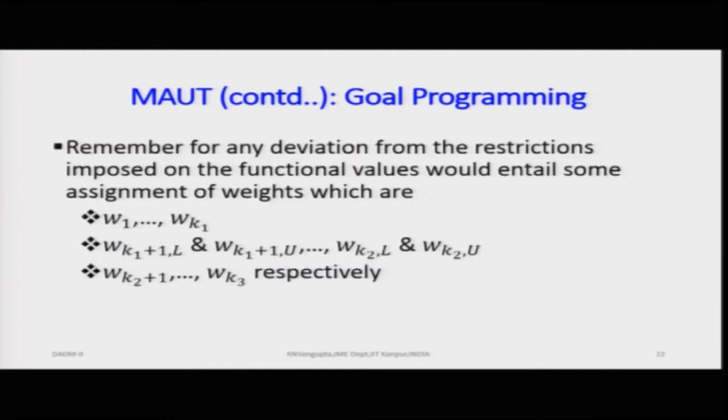So, remember, for any deviation from the restrictions imposed, there would be some functional weightages. If you remember the weightages which I had given, generally the problem formulation has been done in such a way. So, the weightages for the first set would be W1 to WK1. These are greater than type. For the set which is in between, you will put an upper bound and a lower bound, because as you are putting an upper bound and a lower bound for the B's, similarly you will put an upper bound and a lower bound for the W's also for the second set. And for the third set, there would be some W's based on which you will put the lower bound.